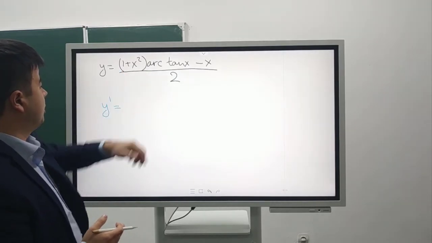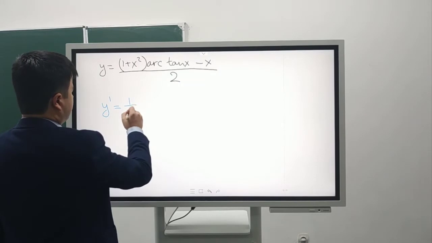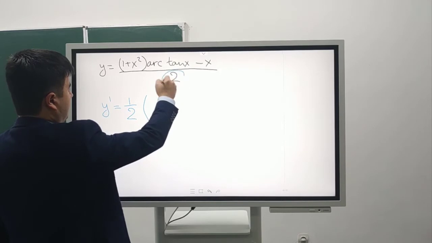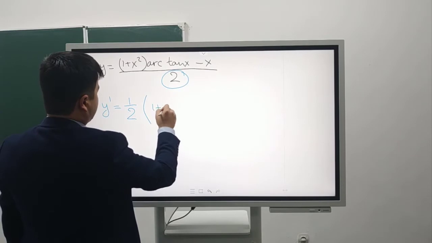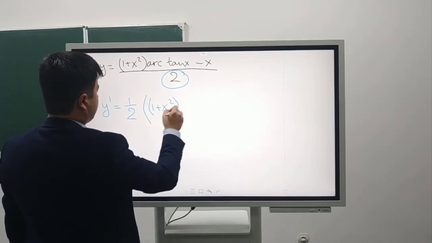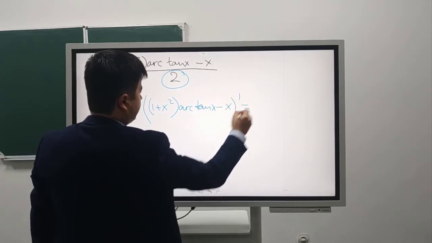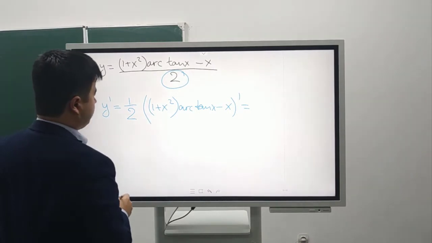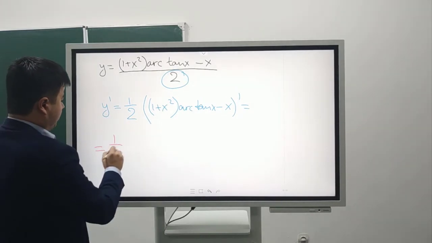Here it's just 2, so we can write just 1 over 2 times this one. And here the (1 plus x squared) times arc tangent x, minus x, prime. Let's continue. So now, if we continue, here we have 1 over 2.